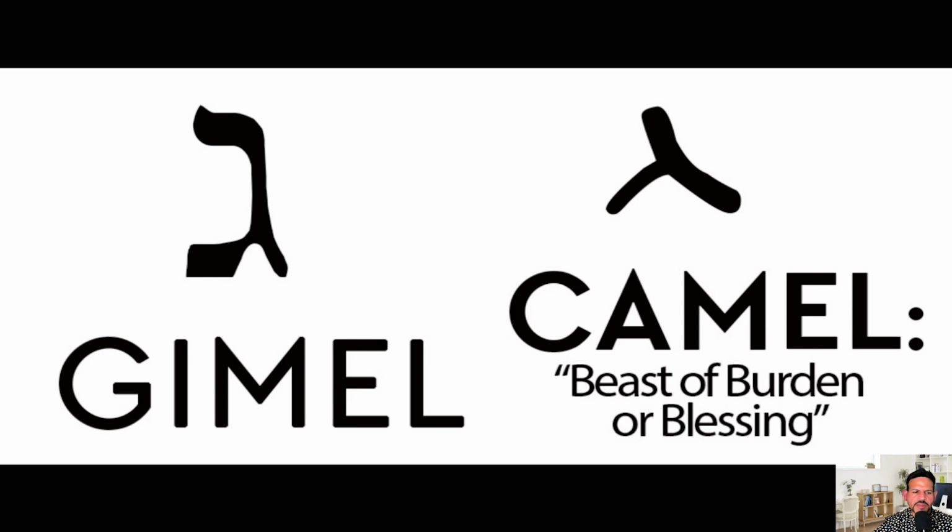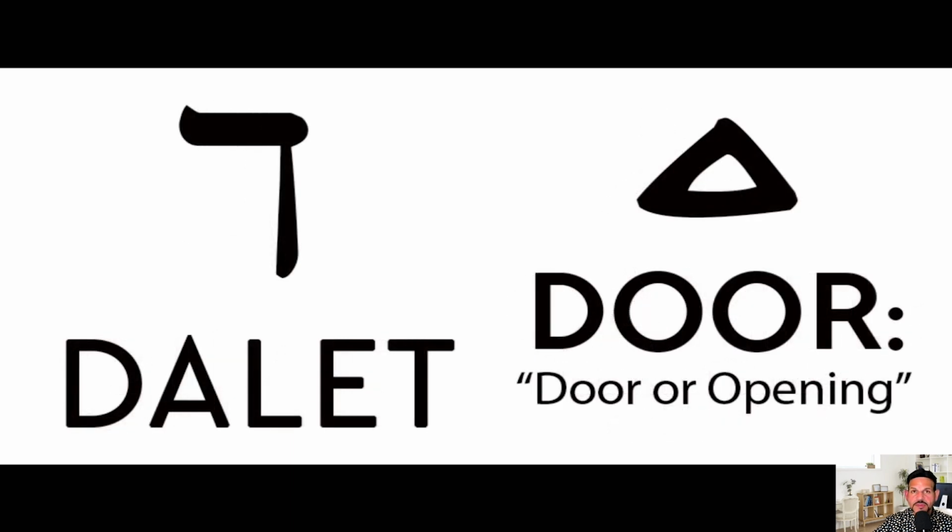It can also be a beast that carries blessing, like the camel would carry the wealth of the rich nomad wandering through the wilderness. And so we see that the dalet is a picture of a door, and its ancient pictograph was like a tent door that was triangular in shape. Now, these are just the first 4.